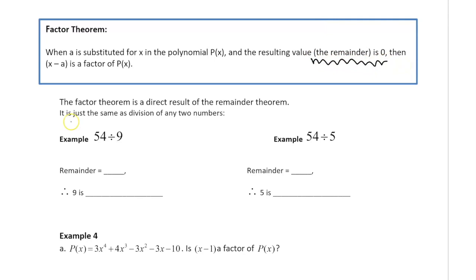If you want to look at this with just pure numbers, you could say something like, well, if 54 divided by 9 goes in a perfect 6 times, the remainder is 0. Therefore, 9 is a factor by definition. But 54 divided by 5, well, that goes in 10 times. You'd have a remainder of 4. So therefore, 5 is not a factor. So when you create something that has a remainder of 0, then we know that it was a factor.